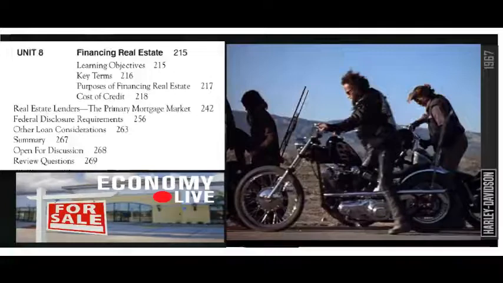What transactions does TRID cover? TRID applies to most closed-end consumer credit transactions secured by real property. It does not apply to HELOCs, reverse mortgages, or chattel dwelling loans, such as loans secured by a mobile home or by a dwelling that is not attached to real property, that is, land.